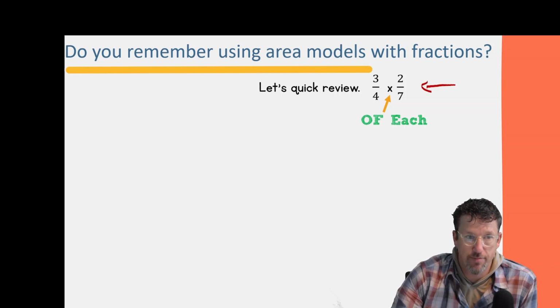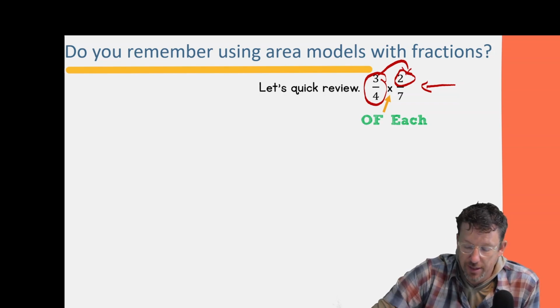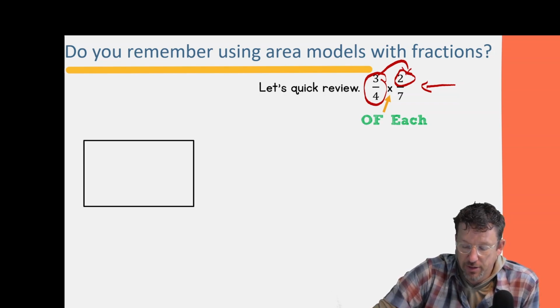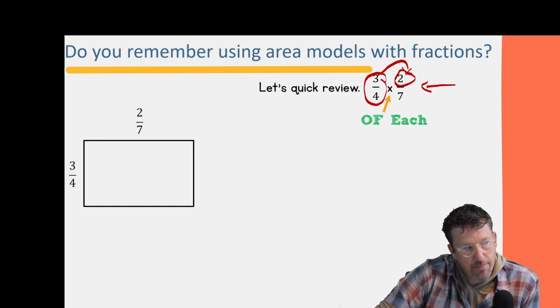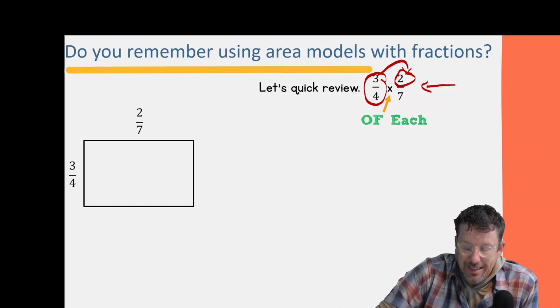So something's going to be broken into sevenths, and we want 2 of them. And then we're going to take 3/4 of each of those 2/7. Let's look at what that looks like real quick in a review. Okay, so here's our model. We put our fractions on each side. And I wish I would have put the 3/4 on the top and the 2/7 on the side because 3/4 is bigger than 2/7. But anyway.